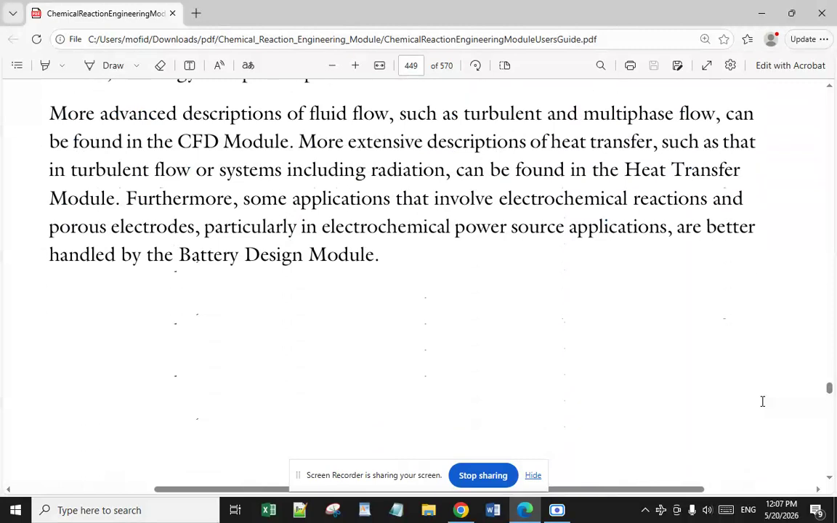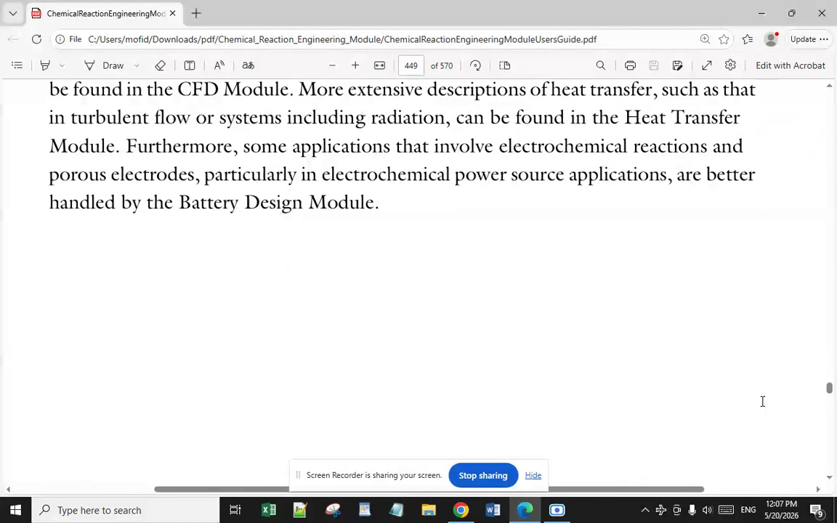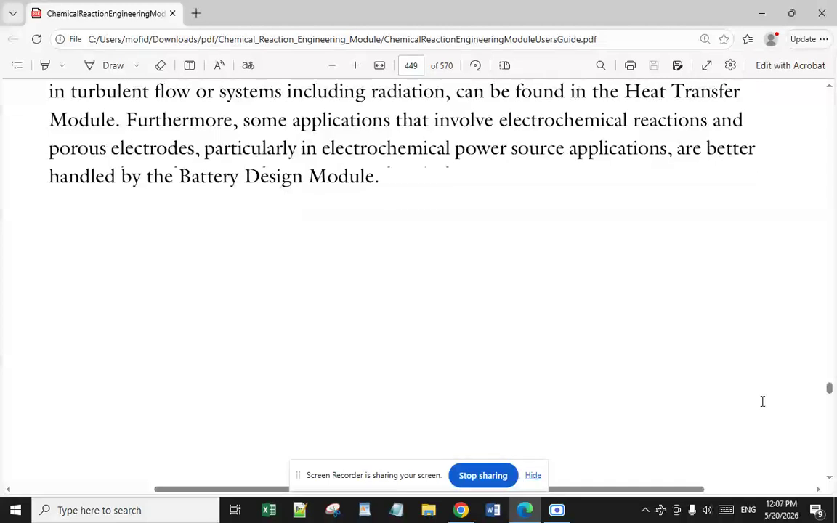More advanced descriptions of fluid flow, such as turbulent and multiphase flow, can be found in the CFD module. More extensive descriptions of heat transfer, such as that in turbulent flow or systems including radiation, can be found in the Heat Transfer Module. Furthermore, some applications that involve electrochemical reactions and porous electrodes, particularly in electrochemical power source applications, are better handled by the Battery Design Module.